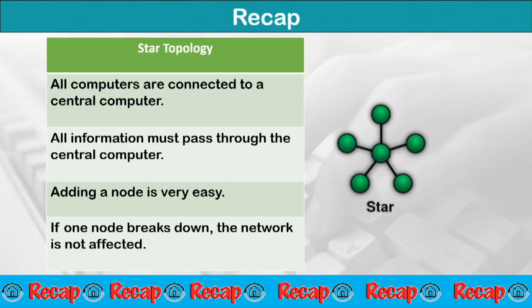The third topology was the star topology. All computers are connected to a central computer. All information must pass through the central computer. Adding a node is very easy. If one node breaks down, the network is not affected.